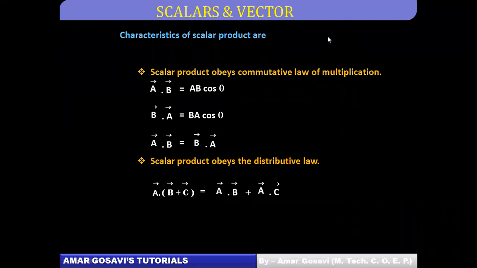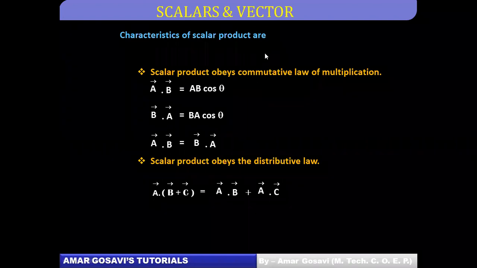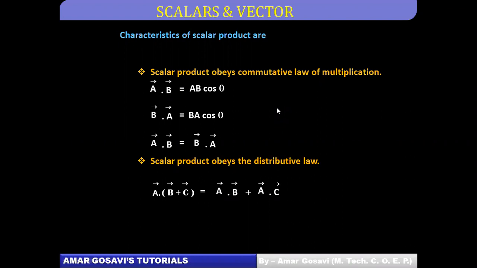Yeah, most of you say done in the chat section. So hopefully there was sufficient time for you to take a note of this. These are the first two characteristics of scalar product which one should remember: that it obeys the commutative law of multiplication and it also obeys the distributive law. Let's proceed further.